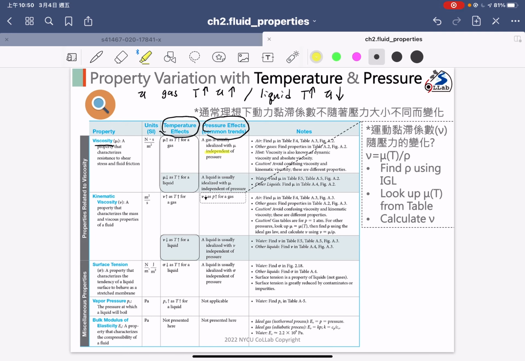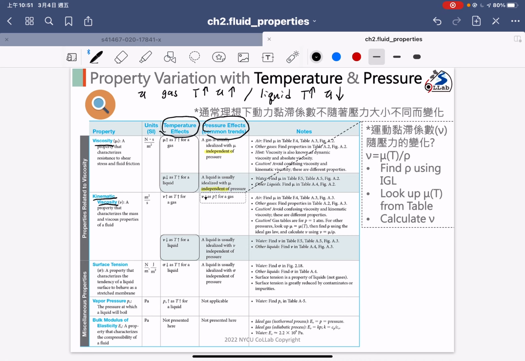So you can see they are independent. That means the viscosity didn't change with the pressures. No matter whether you are focused on the liquid or gas, it didn't change with the pressure changes. Okay, and we move to the next one.